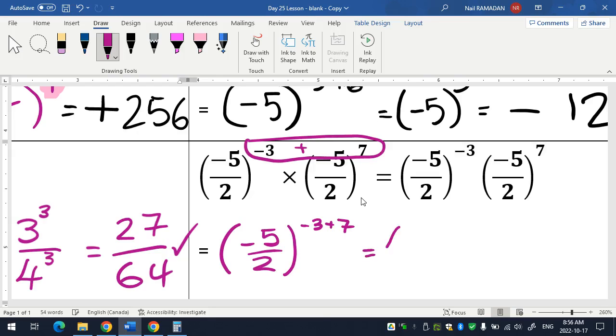Okay, what's negative 3 plus 7? 4. Yeah, 4. What did we say that 4 is going to attack? How many levels would it attack? It would attack the top level and the bottom level. But what's special about my top level? My top number is a negative. So I need to use a bracket.